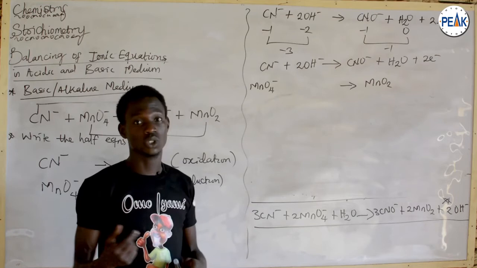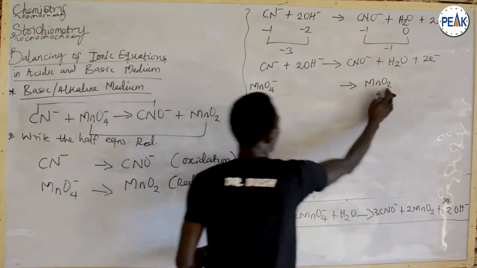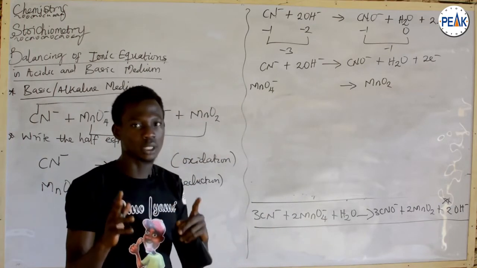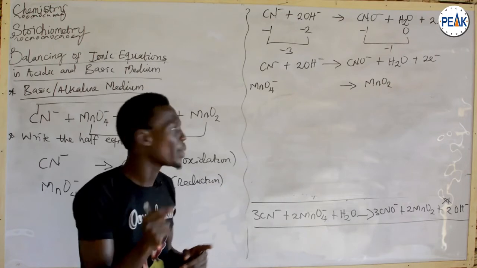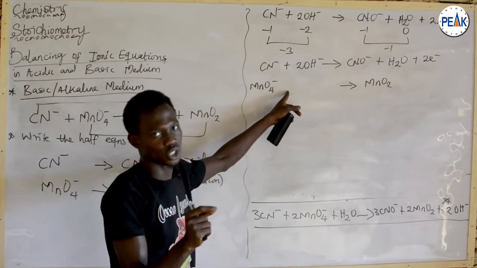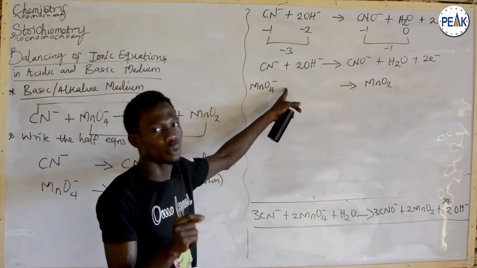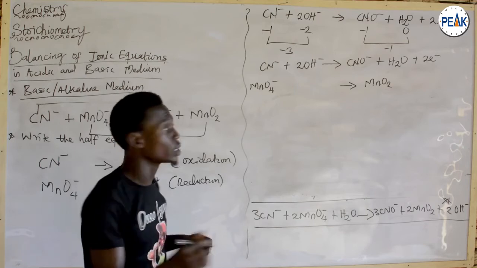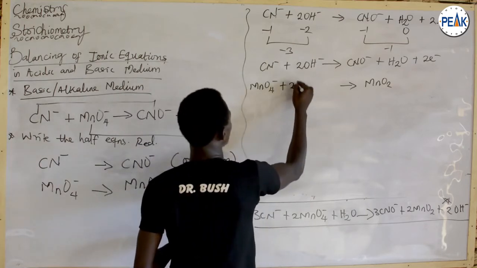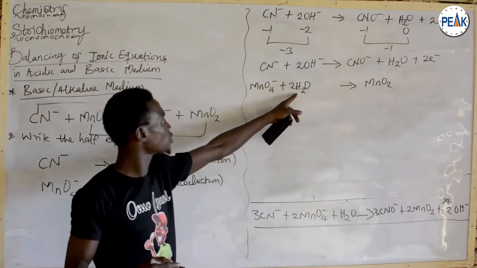Don't forget, we balance oxygen with water. How many oxygen do I have here? 4. How many oxygen do I have here? 2. What's the difference? 2. And where do I add the water? I add the water on the side of the equation that has more oxygen. In this case, the reactant side has more oxygen. I'm going to balance it with 2 water, because the difference is 2. So plus 2H2O.